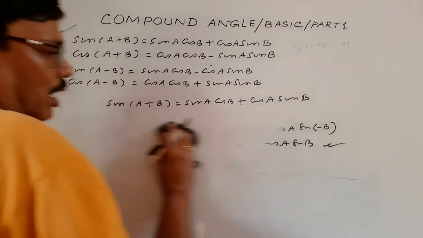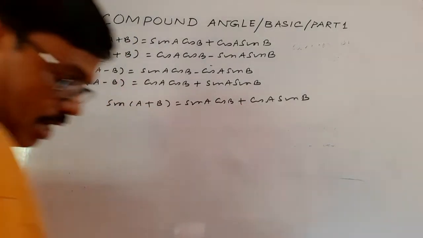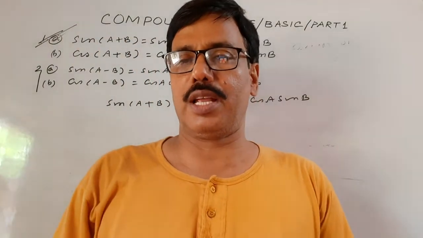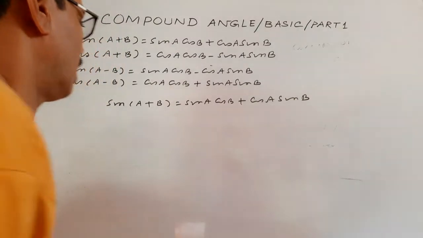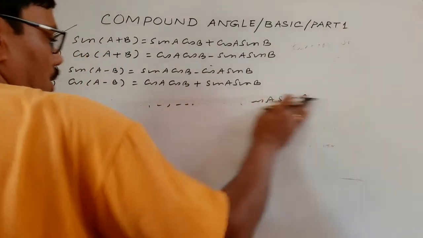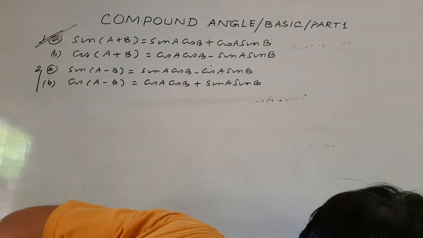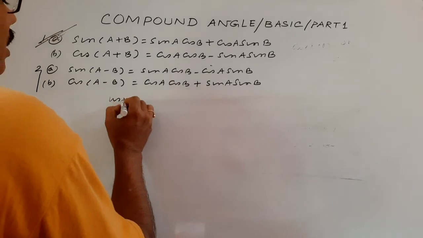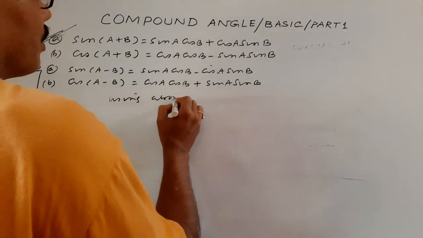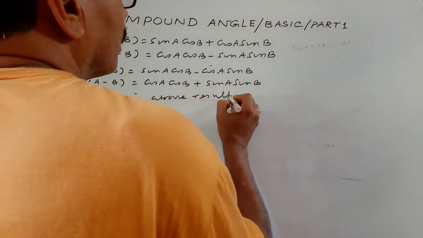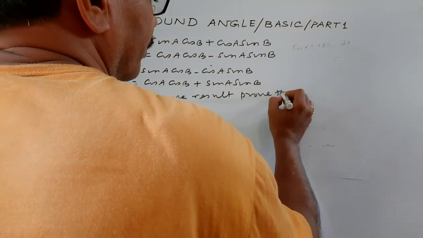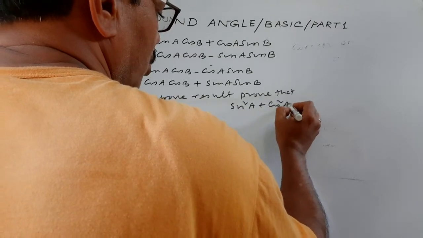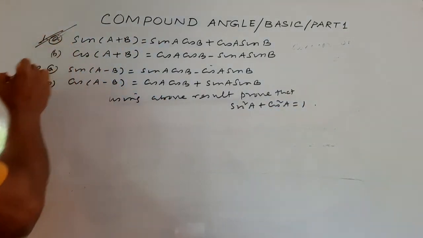Now, one more result. Using 1 or 2, you can prove sin square A plus cos square A equals 1. So, using the above result, prove that sin square A plus cos square A equals 1. That is 1 or 2.